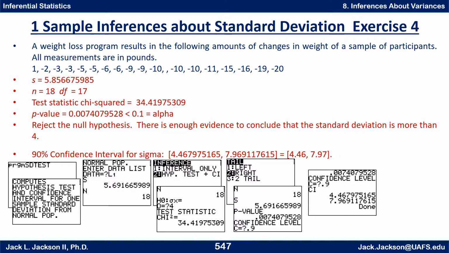So we can actually run our program. It's going to do pretty much all of it for us. So we run our program called SD test, for standard deviation test. And it tells us that it computes the hypothesis test and confidence interval for a one sample standard deviation from a normal population. And it asks us to enter the data list, and we just type in L1, which is the second one, because that's where we have our data.